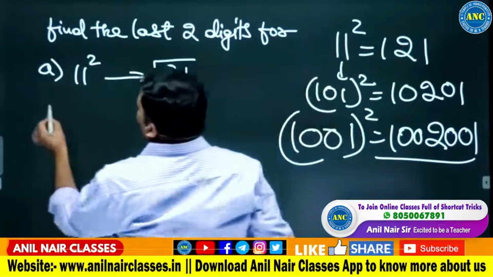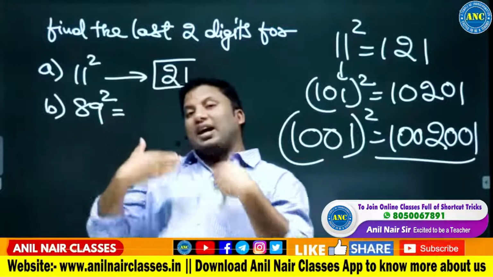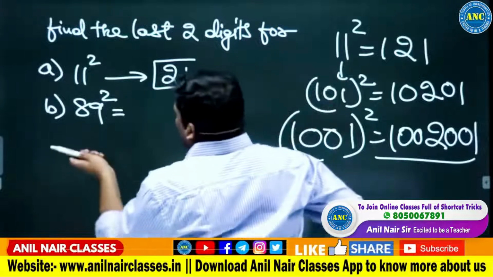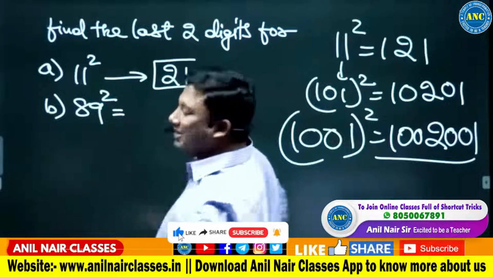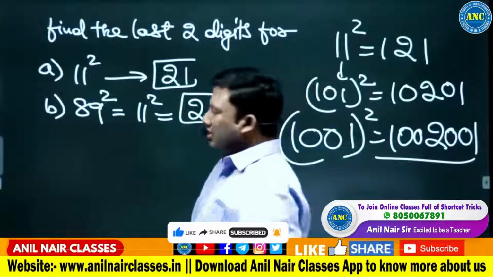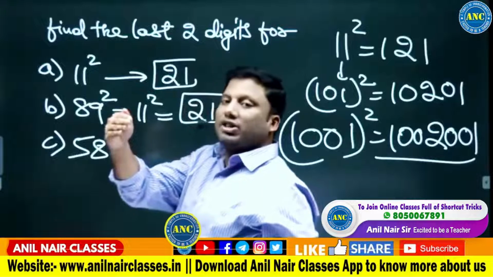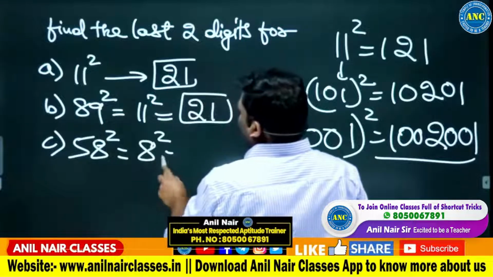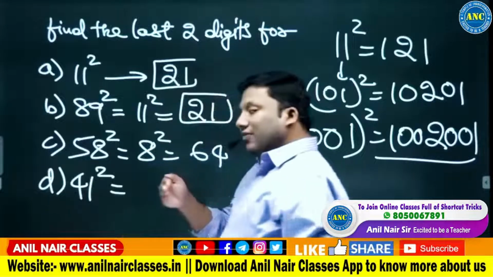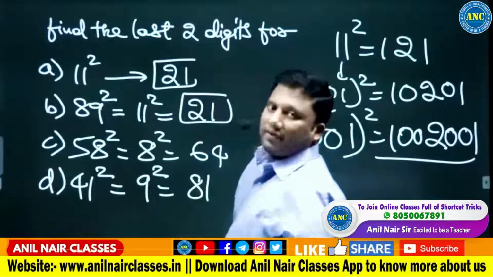Now listen carefully. Suppose I want 89 square. All you have to do is check how much it is from 100, 50 or so on. 89 is 11 less than 100. So 11 square, last 2 digits is 21. Suppose I want 58 square. 58 is how much more than 50? 8 more than 50. 8 square is 64. Suppose it is 41 square. 41 is how much less than 50? 9 less than 50. 9 square is 81.